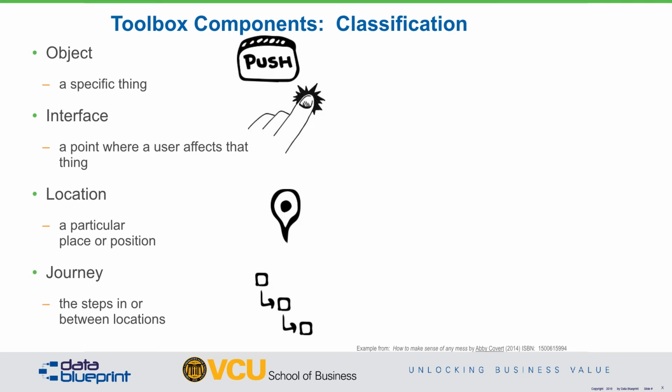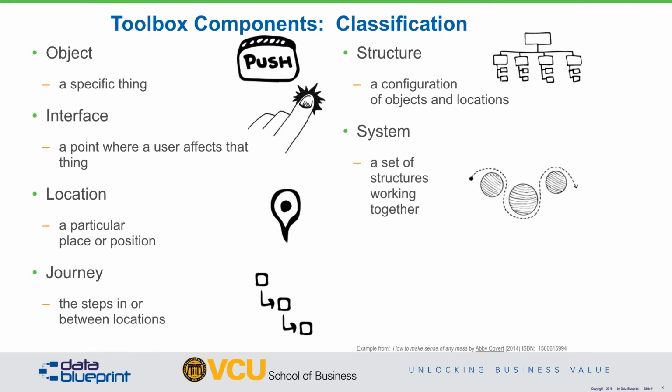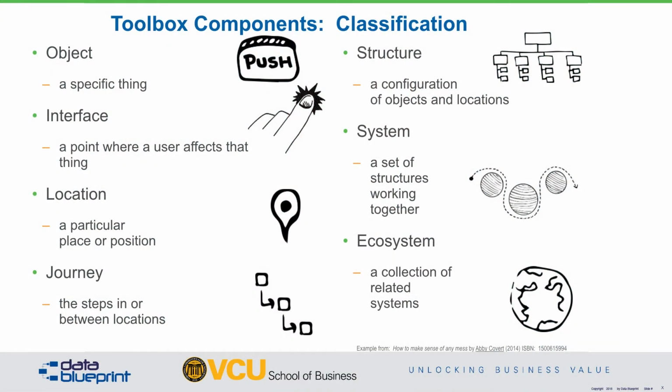Interface, something where user does something that affects the thing. Location, where is that thing in point in time? Journey, where does that thing go as it follows whatever story it is we're trying to describe. Structure, how are those things related to other things? System. System is a series of structures that we've pulled together to actually get something to work together. All together, these comprise ecosystems. So these are things you can use as objects of your diagramming techniques.